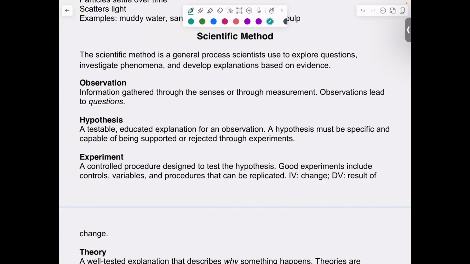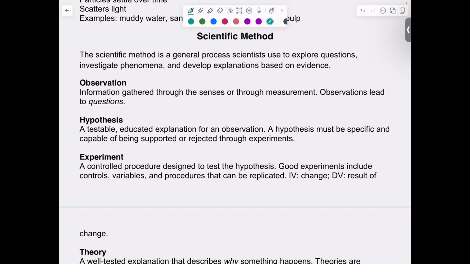And essentially, that's a controlled procedure designed to test a hypothesis. And the characteristics of a good experiment include controls, variables, and procedures that can be replicated. So in essence, can someone look at your experiment and duplicate it without a lot of problem, okay?